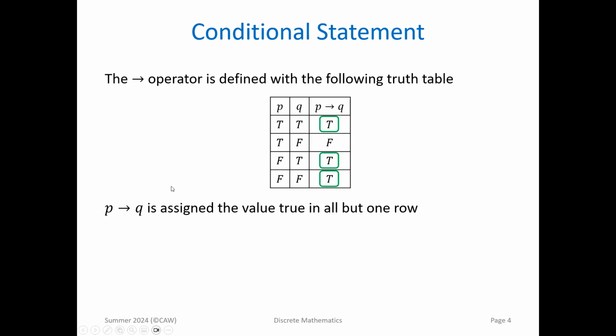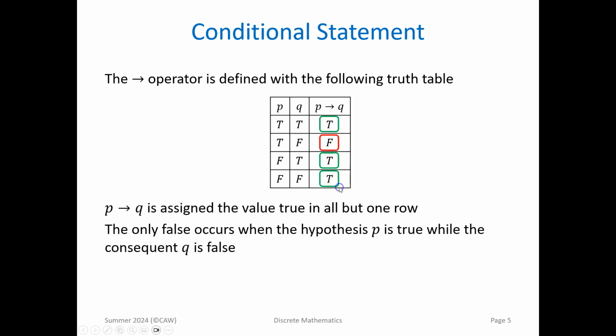And just to repeat, when we assign this, we assign true to all the rows except one. We assign a false only to the row where P is true and Q is false. And that should make sense. We want to assert that if P then Q and P true, then Q must be true. So if P is true and Q is false, then the if P then Q must be false.